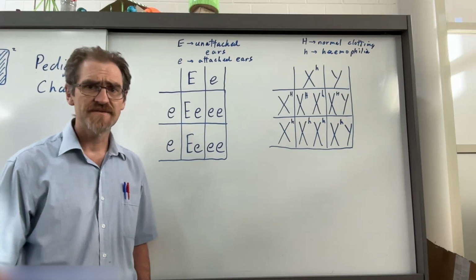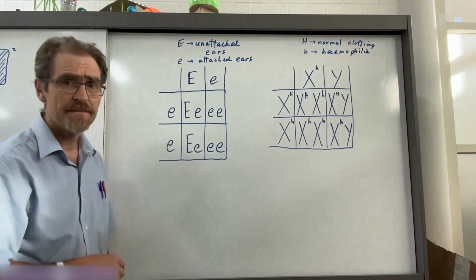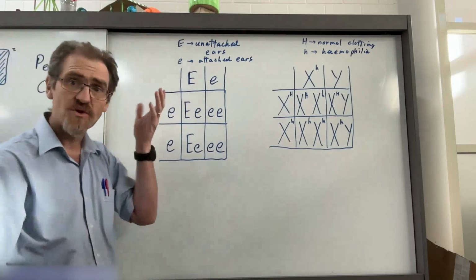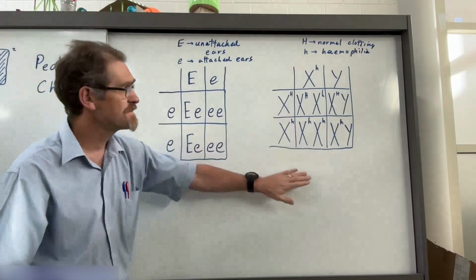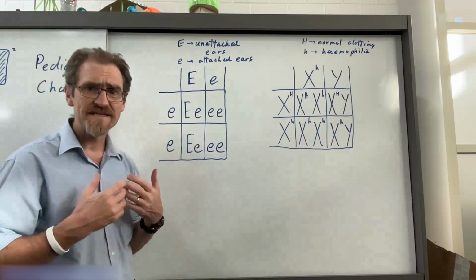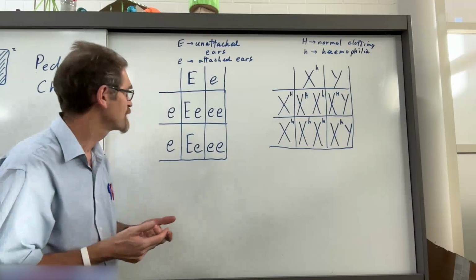In class today, we had a bit of a look at pedigree charts. These are not pedigree charts. These are Punnett squares. This is a Punnett square for someone with attached or unattached ears. This is a Punnett square that's X-linked. Punnett squares help us to guess the probability that something might happen.